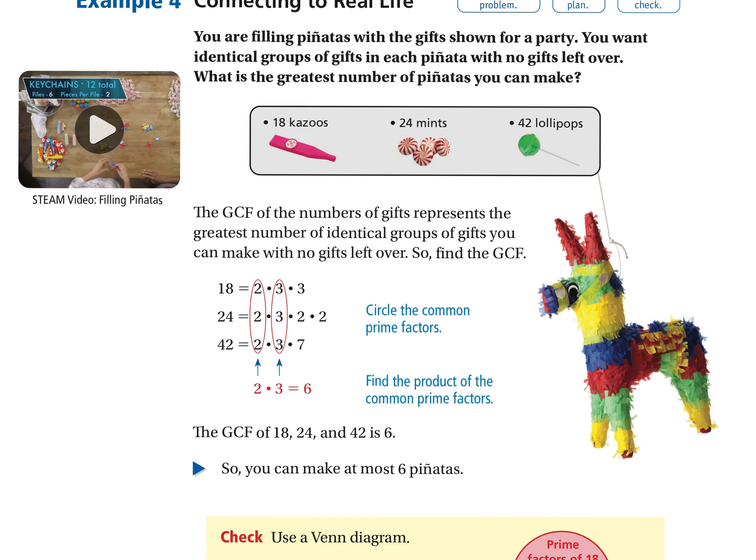You pick what you like. We talked about that yesterday. Choosing the method that you like. If you like prime factoring for GCF, or if you like just listing your factors for all of them, including the composite ones, that's okay too. You're going to get to practice both today, but when you get to your test and you have the choice, you just pick what works best for you, okay? All right, so the GCF of 18, 24, and 42 is 6. That means that I can make 6 piñatas.